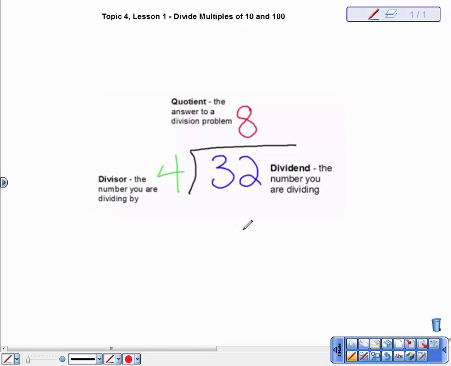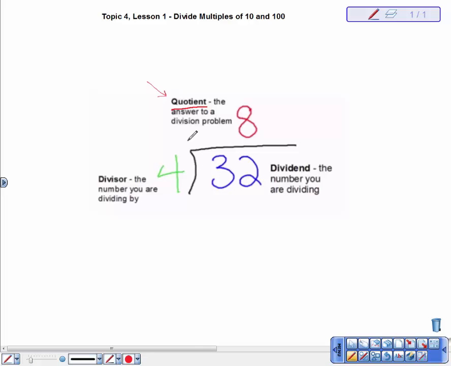Now, we've already learned when we're adding, we call the answer the sum, and when we're subtracting, we call the answer the difference. We talked in our last unit on multiplication that the answer to a multiplication problem is called the product. Well, it's just as important for you to know what the answer to a division problem is called. When we are dividing, we call the answer the quotient, Q-U-O-T-I-E-N-T. You will hear that word a million times in this unit, so it's very important that you know the quotient is the answer to a division problem.